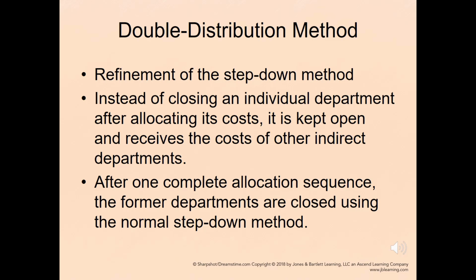The double distribution method is a refinement of the step-down method. Instead of closing an individual department after allocating its costs, it is kept open and receives the costs of other indirect departments. After one complete allocation sequence, the former departments are closed using the normal step-down method.